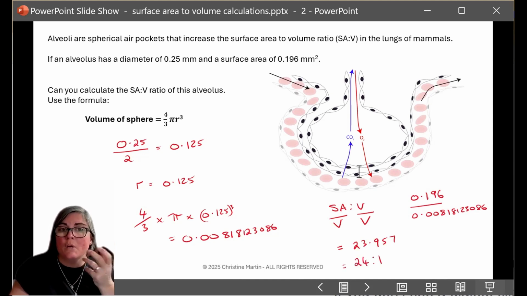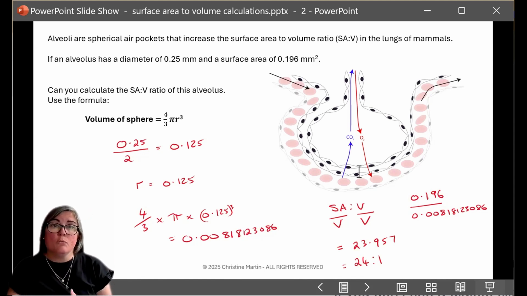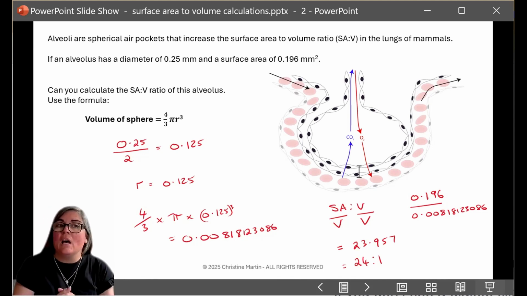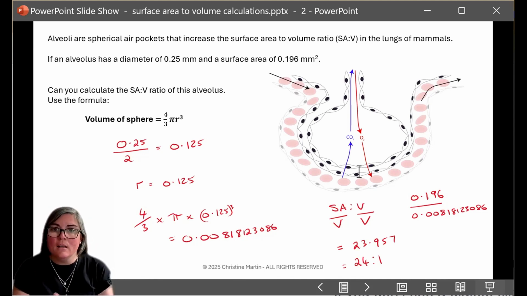23.957. I'm going to round that, and therefore my surface area to volume ratio is 24:1. Therefore, we have increased the surface area to volume ratio by having lots of these alveoli in our lungs.